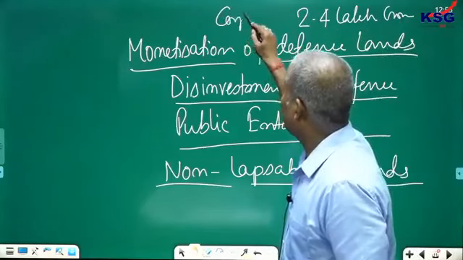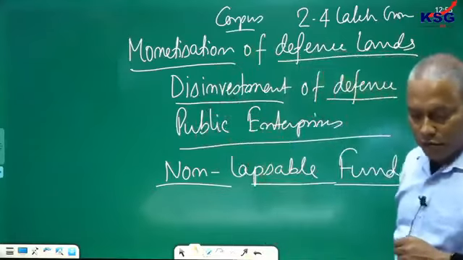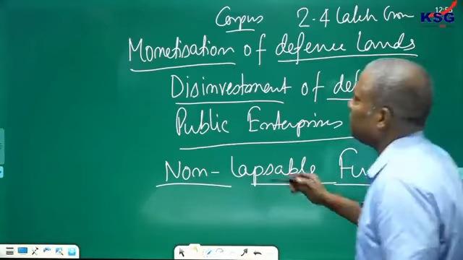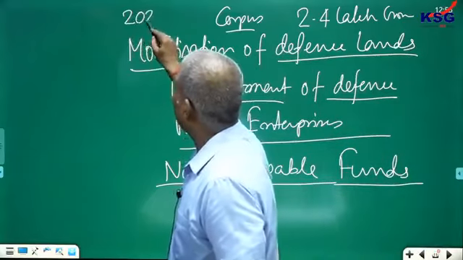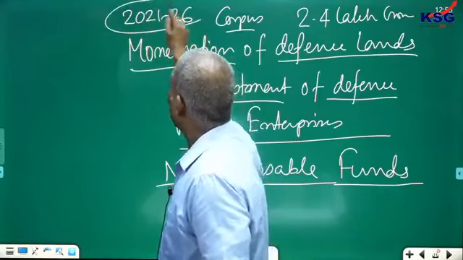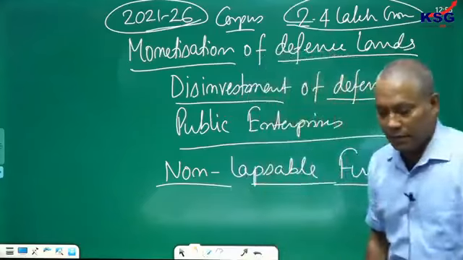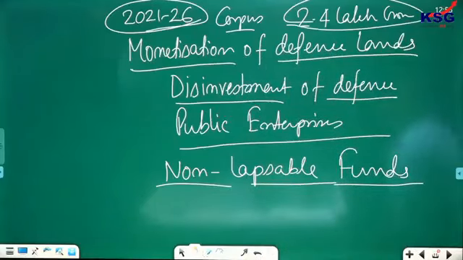Corpus means the amount, the fund you are talking about. Clear? The corpus of rupees 2.4 lakh crores over the 5 year period 2021-26. So during these 5 years you have to accumulate 2.4 lakh crores, during the period 2021-26. Okay, full stop, right?